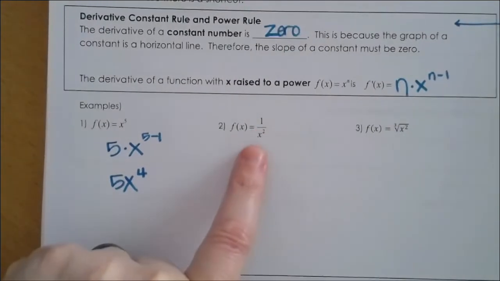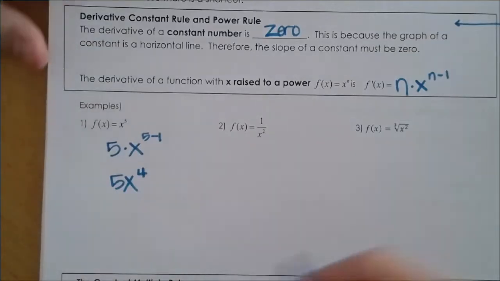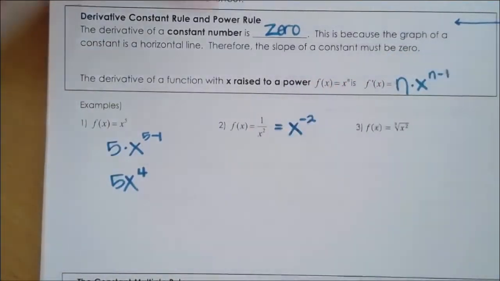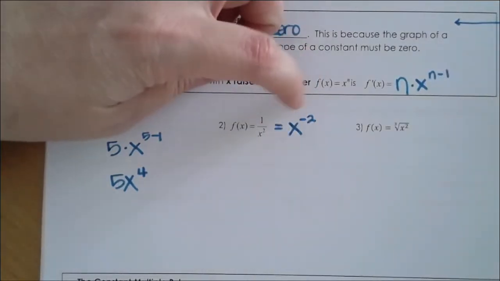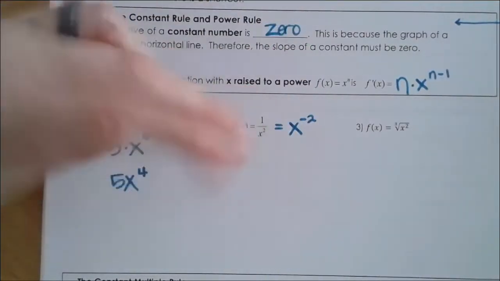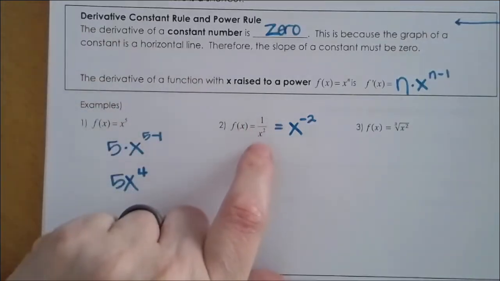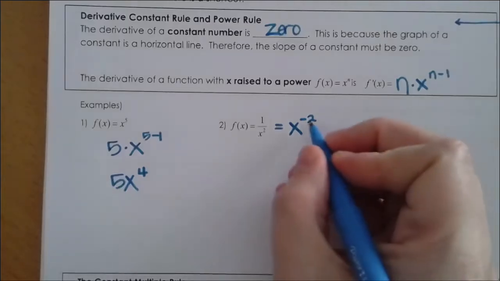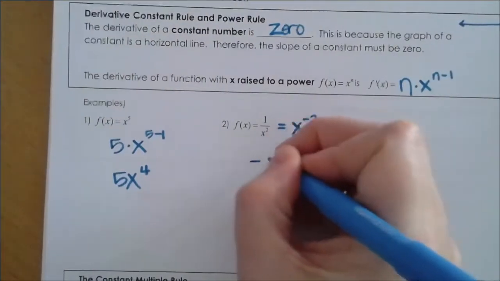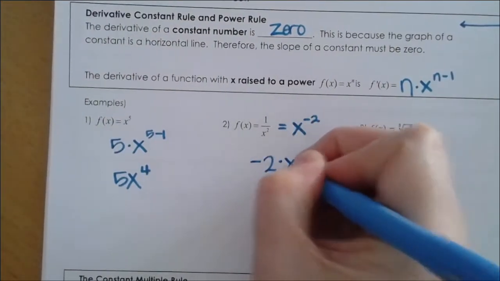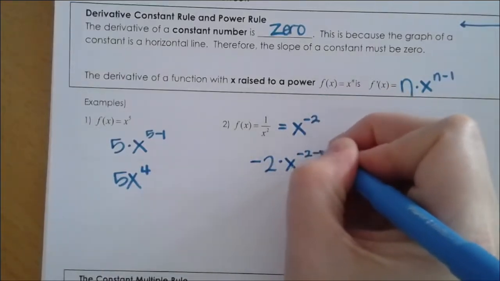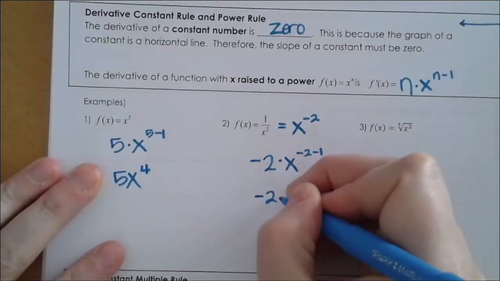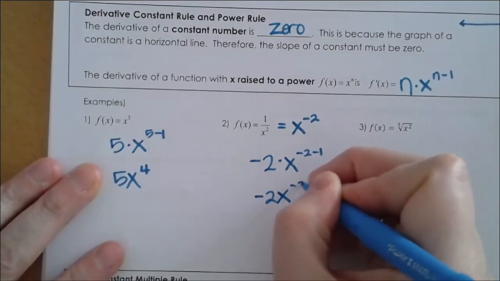Here we have 1 over x to the power of negative 2. So in my opinion, I would say that it is easier to think about this as x to the power of negative 2. So remember, that is the reciprocal. Whenever I bring this up to the top, it's a negative exponent. So now the exponent's negative 2, that comes out in front, times x to the power minus 1. Well, negative 2 minus 1, so that gets me negative 2x to the power of negative 3.